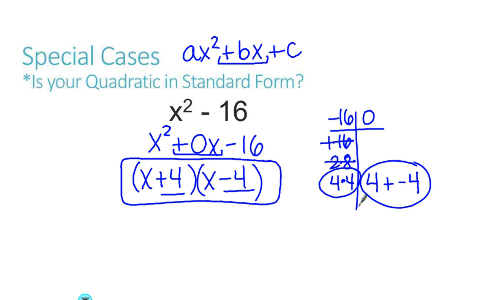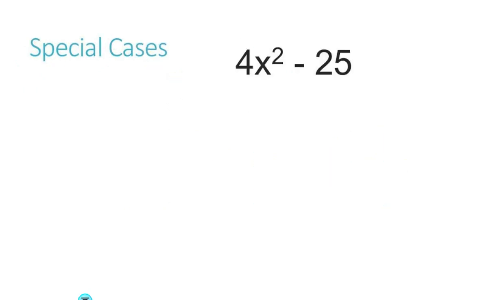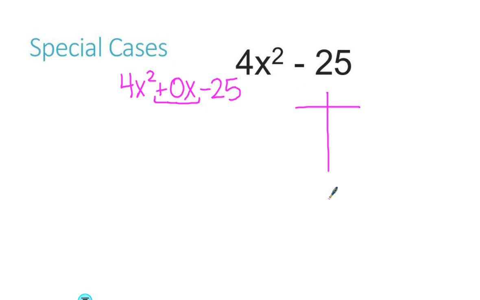Okay, let's look at one last example. Same thing: 4x squared minus 25. First thing I'm going to do is replace my missing piece so that I am in standard form. We got that 0x happening in here. Business as usual. A is greater than 1, so we're going to have to work a little harder. A times C is negative 100, and my B value is 0.